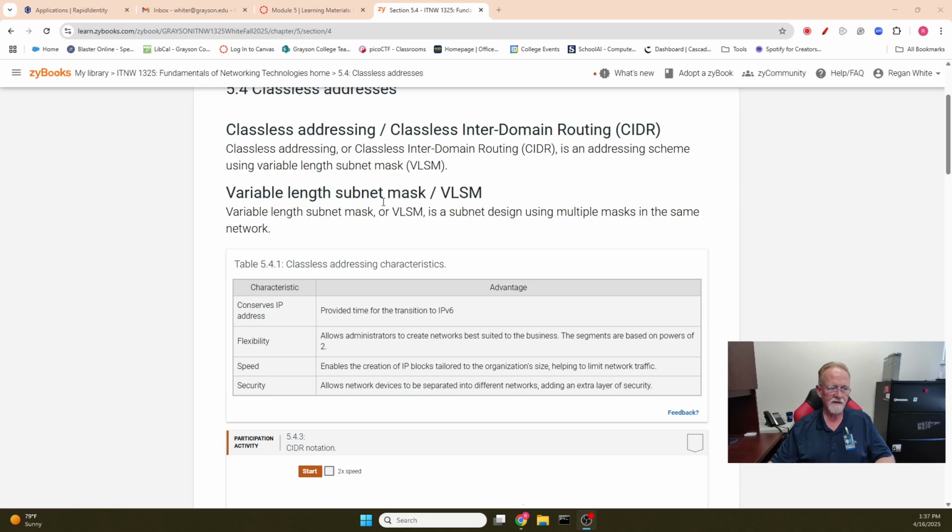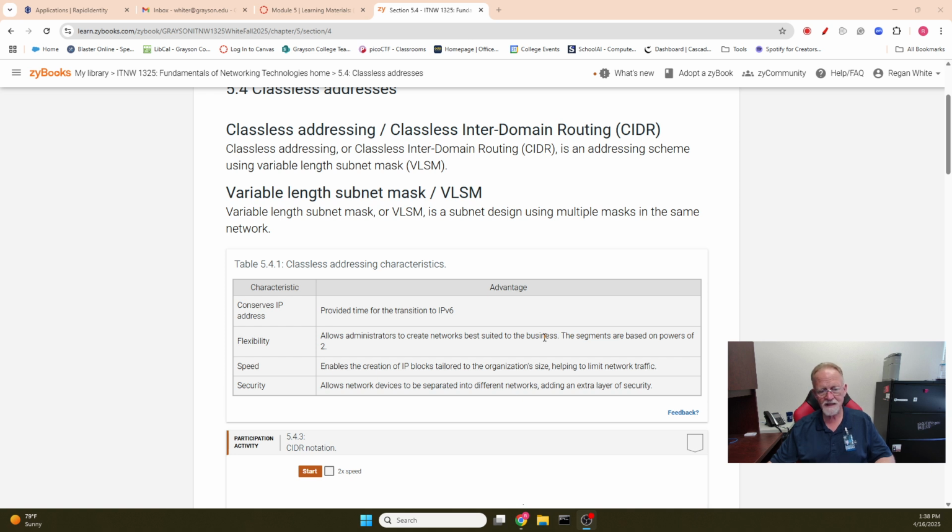A variable length subnet mask is a subnet designed using multiple masks on the same network. So you're subnetting, basically. You're breaking the network up into parts, and each one of those parts is going to have a different subnet mask. It conserves IP addresses, and it's basically a stopgap for transitioning to IPv6. It provides flexibility. You can create networks best suited to whatever the business needs.